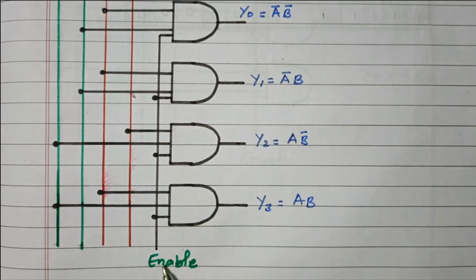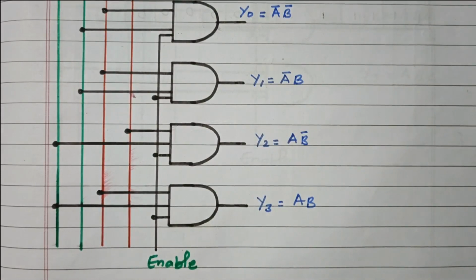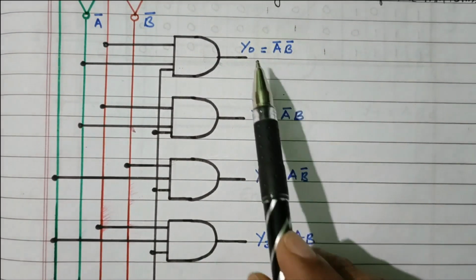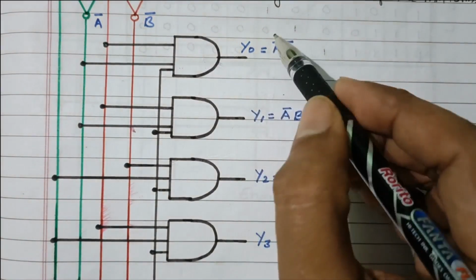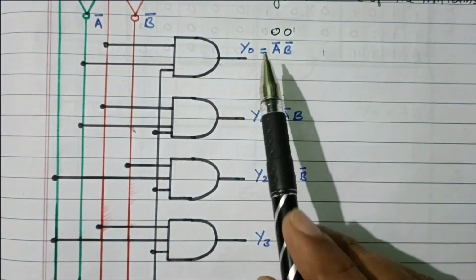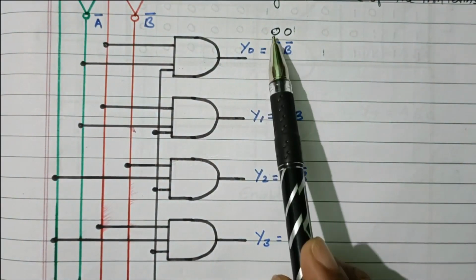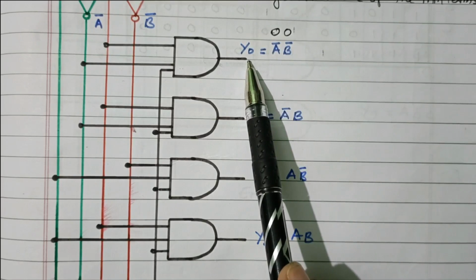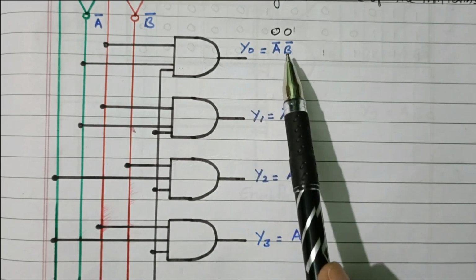Let us consider the enable is 1, right? Now we'll see how we are getting the 4 possible outputs, right? First Y0. For Y0, what is the possibility? A and B should be 0, right? We already discussed in the truth table. A is 0, B is 0 means we will get Y0 as 1, other outputs are 0. How is it possible?